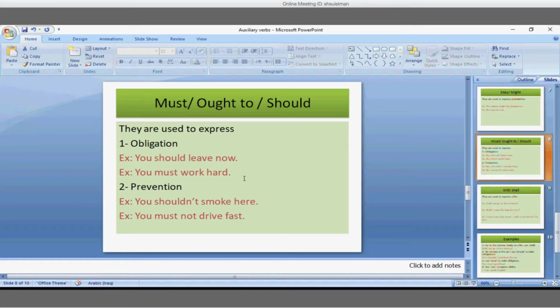Here you are obliging someone to leave the place you are in. Okay, you don't want him to be there. You are asking him to leave or obliging him to leave that place because you don't want him to be there. So you can use should to apply that person to get out.